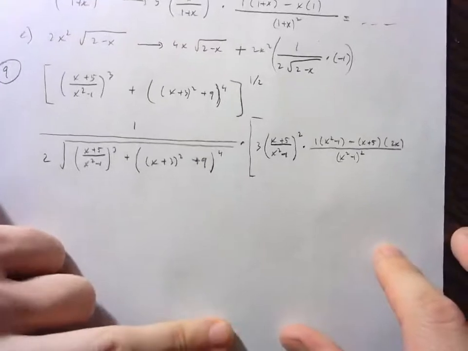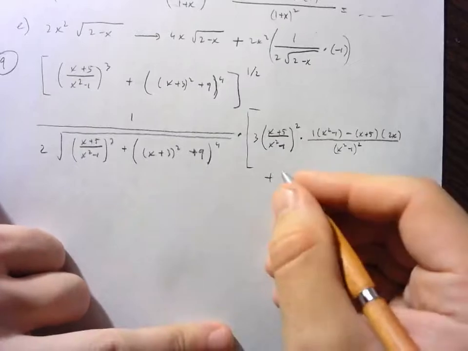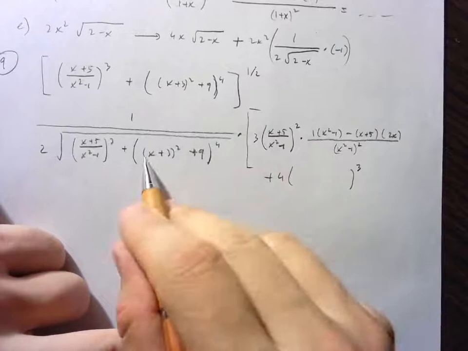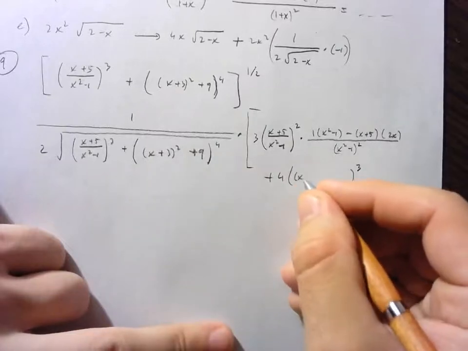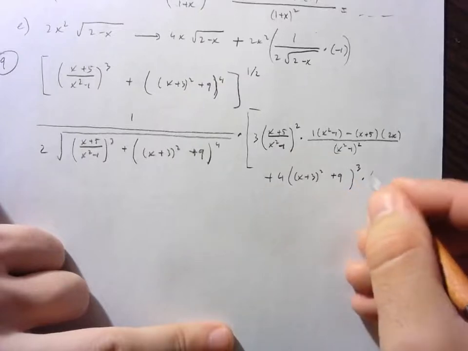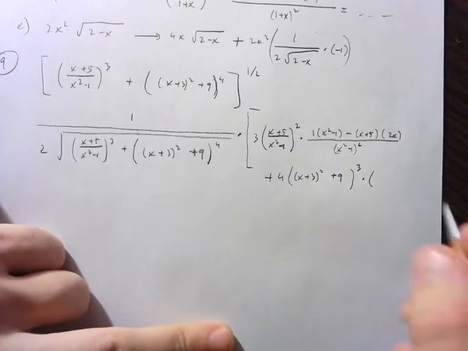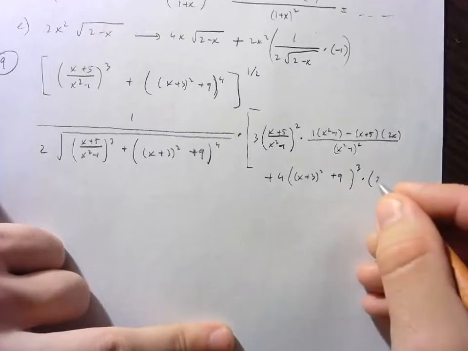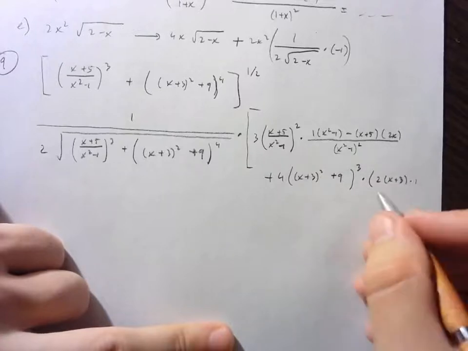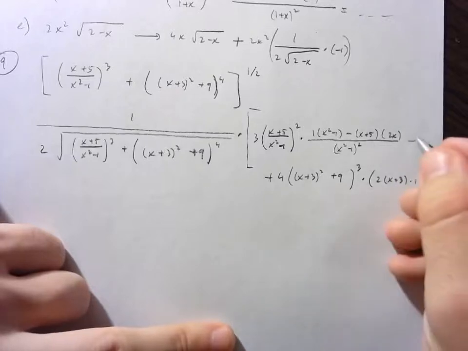Now I also need to add a derivative of this part. So that's 4 times something cubed, because that's the outermost here. Inside I keep the original, so x plus 3 quantity squared plus 9. And now I multiply by the derivative of this inside, which is just this part, because the derivative of 9 becomes 0. So this becomes 2 times the quantity x plus 3 to the first times 1, which is the derivative of x plus 3, close parenthesis, close big parenthesis.